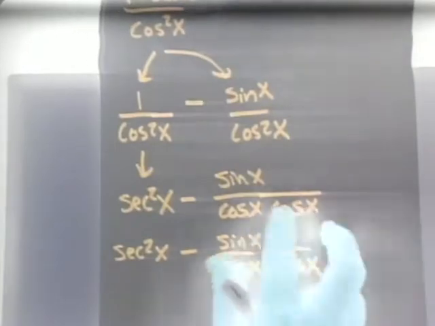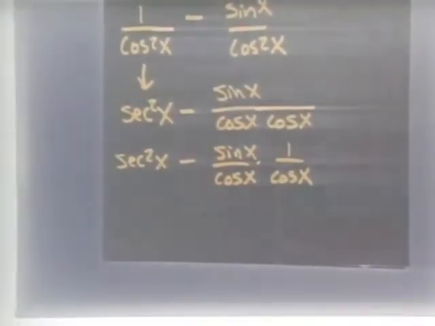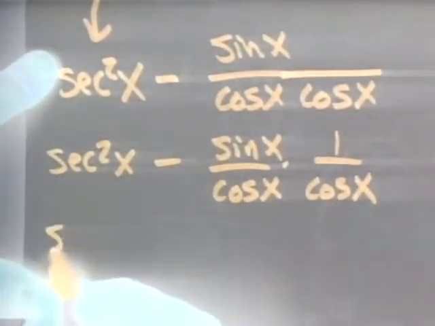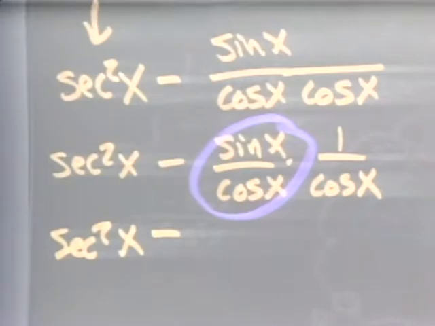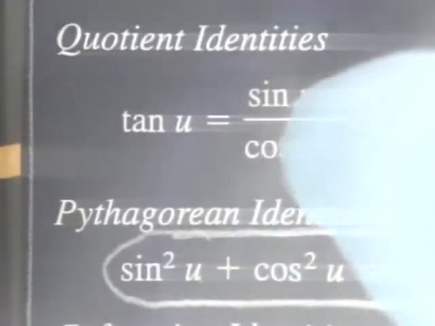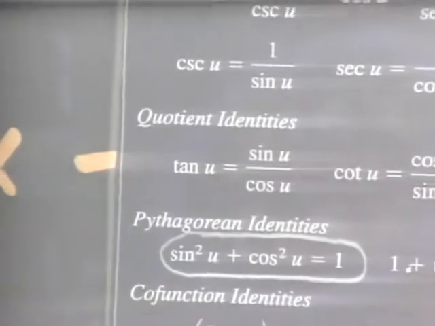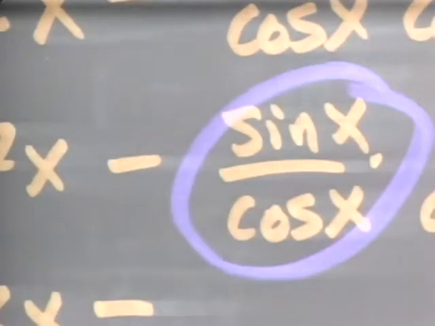Why would I want to do any of that crazy business? Well, because now I'm going to rewrite all of it. I got secant squared x minus, anytime you got a sine over a cosine like this, there's an identity that tells you you're allowed to turn that into something that's not a fraction. If you ever have a sine over cosine, you can turn it into a tangent. Now it can't be sine squared over cosine, and it can't be sine over cosine squared. It has to be sine over cosine like that. Would make tangent x.